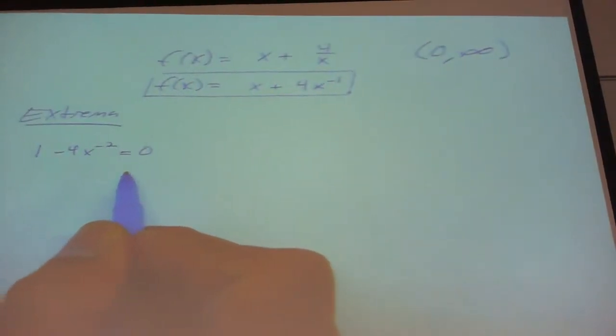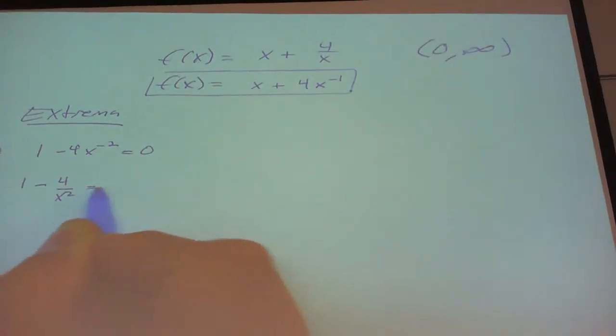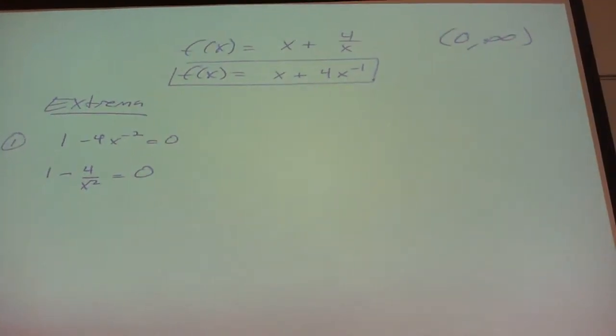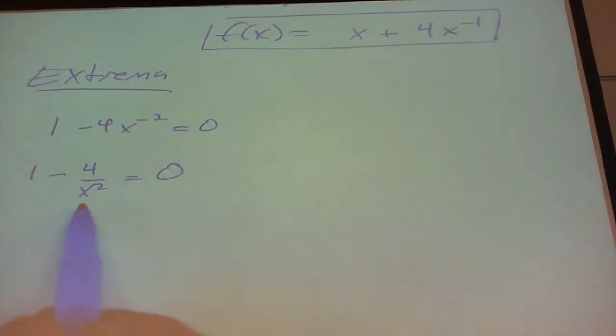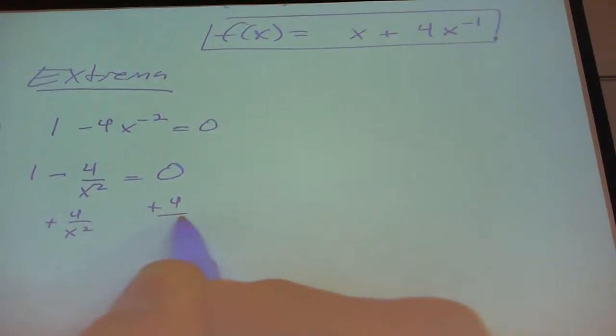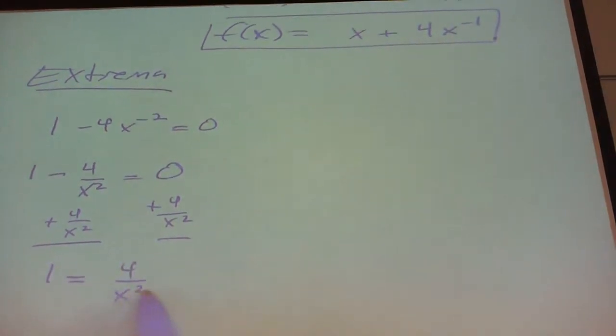So in order to solve, set equal to 0, this is going to be 1 minus 4 over x squared equals 0. If you do not know how to do that algebra, you're not able to find that point. You're not able to get the answer. Algebra, algebra, algebra. So how do you do that algebra? If it was me and I have a variable in the denominator, I would add 4 over x squared to both sides, and I would get 1 equals 4 over x squared.